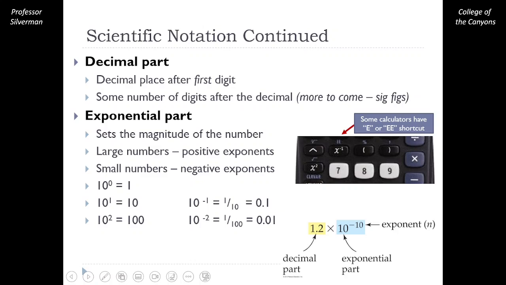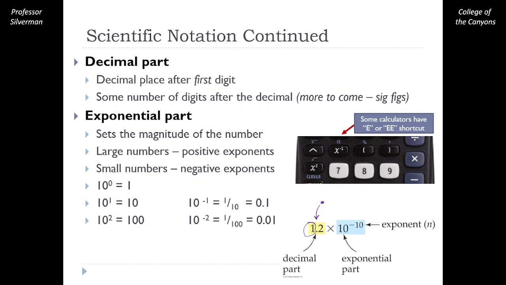The way we want to write our scientific notation numbers is by having our decimal part first. We need to have a single digit followed by the decimal place. In our example, we have the number 1, a decimal place, and then after the decimal place, we can have as many values as we need. The exponential part comes after. We're always going to have times 10 raised to some exponent. That exponent sets the magnitude of our number. Negative exponents make our number very small. Positive exponents make our number very big.